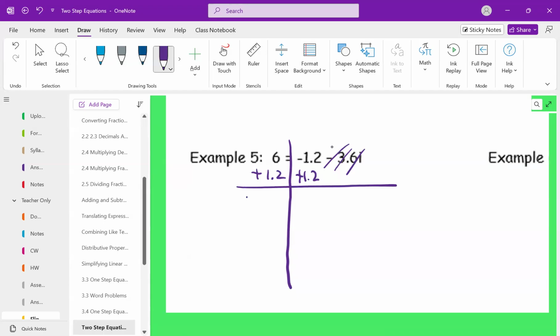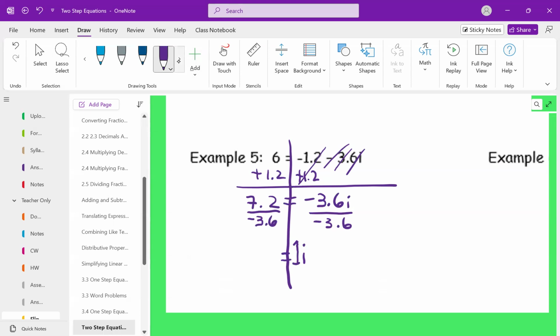6 plus 1 and 2/10 is 7 and 2/10. Equal sign stays on the line. Our additive inverses cancel out, and our variable term comes down. We'll divide by our coefficient because we want the variable to have a coefficient of positive 1. So 1i, that looks like li, but it's a 1. We'll divide by negative 3 and 6/10.